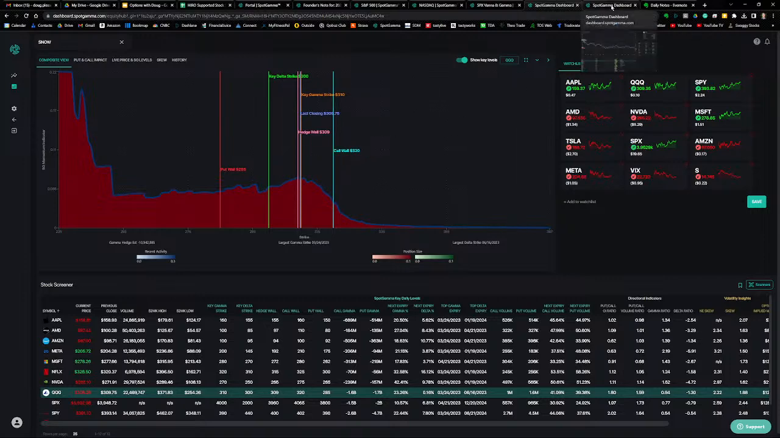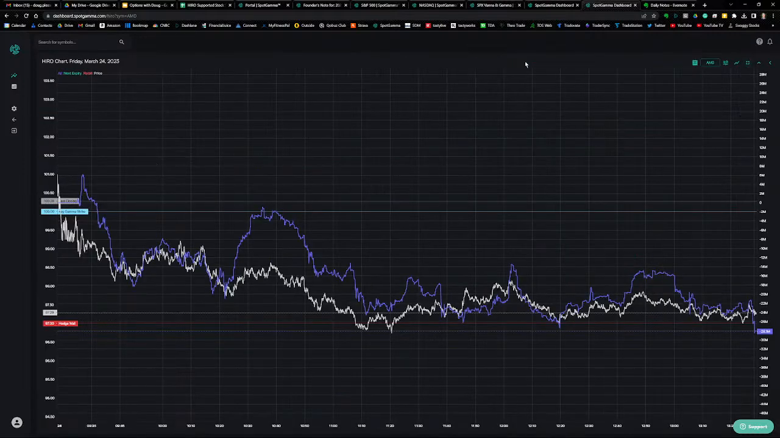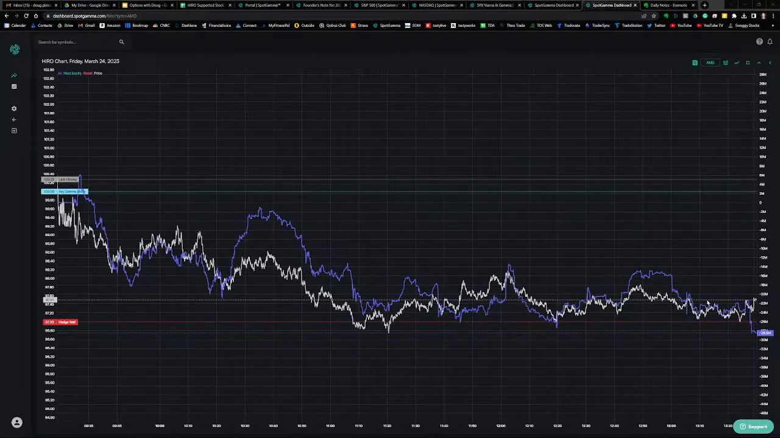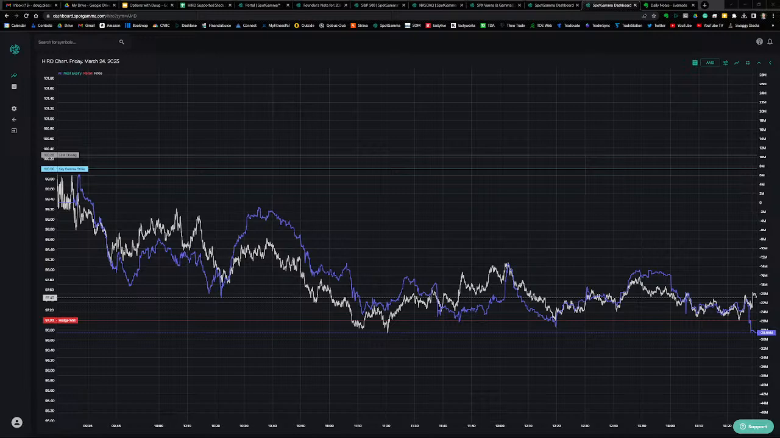So let's go to Hero now. This is the hedging impact of real-time options. And this is for AMD. We'll start with AMD. And this is showing bearish hedging flow. For those of you who may not be familiar with this chart, this is SpotGamma Hero, hedging impact of real-time options. And the white line is price, and the purple line is showing hedging impact. Hedging is showing options trades and market maker hedging in terms of delta notional value, dollar value. And the magnitude of that is shown over here on the right.